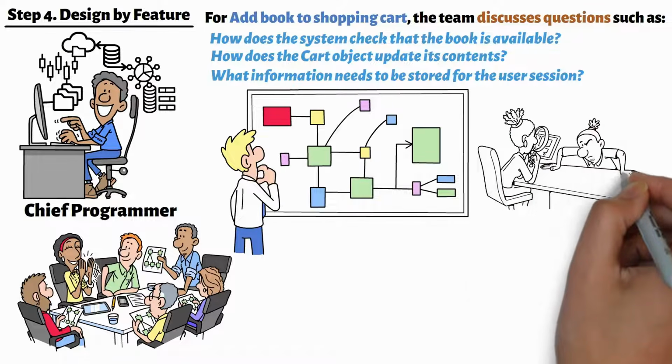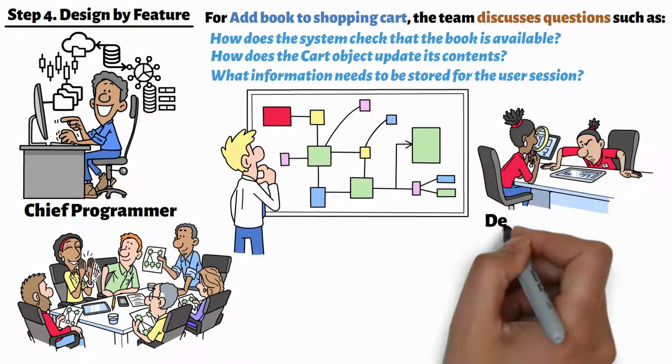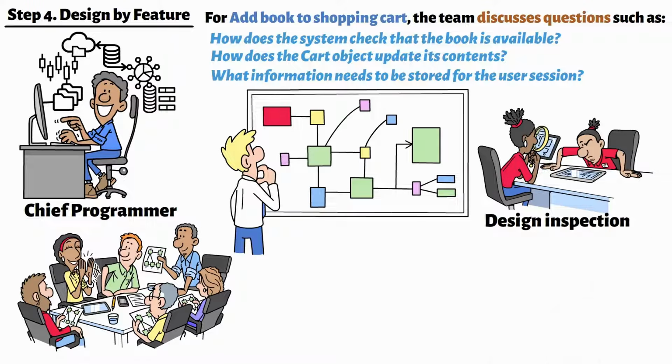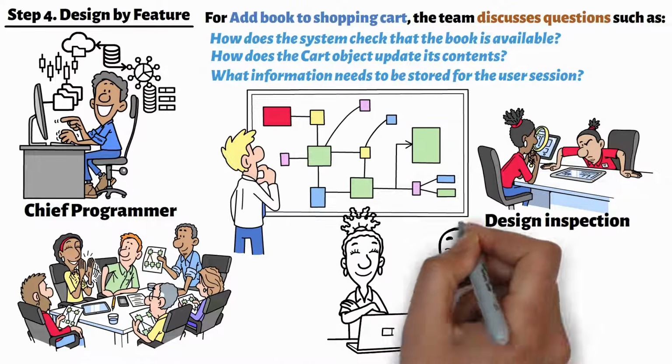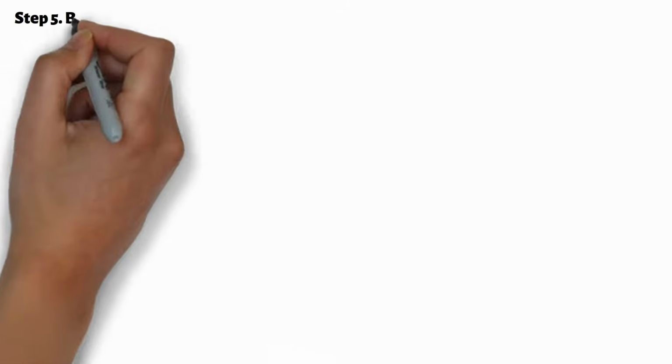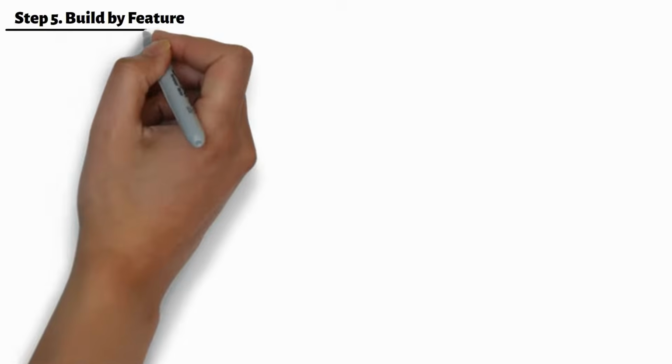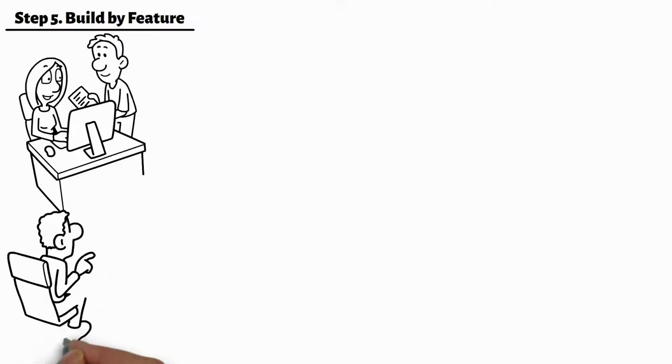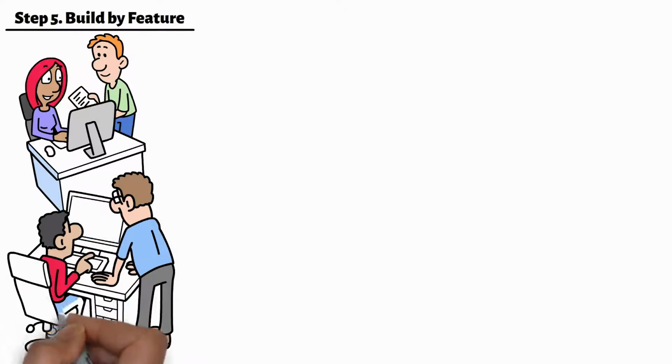After the design is complete, the team performs a design inspection to ensure that the feature fits the larger system model and architecture. Once approved, the feature is ready for development. Step 5. Build by feature. Development now begins. Each class owner updates their respective classes according to the design.